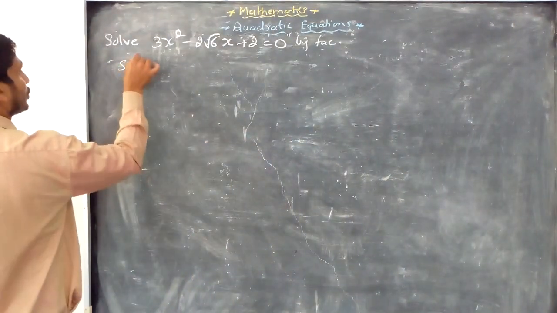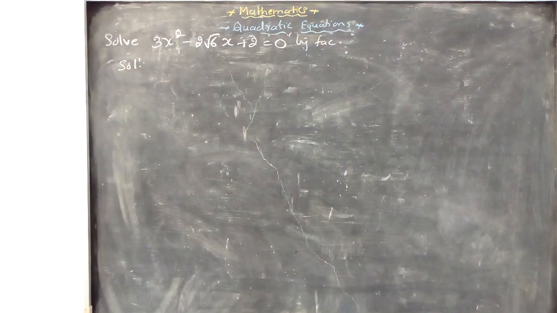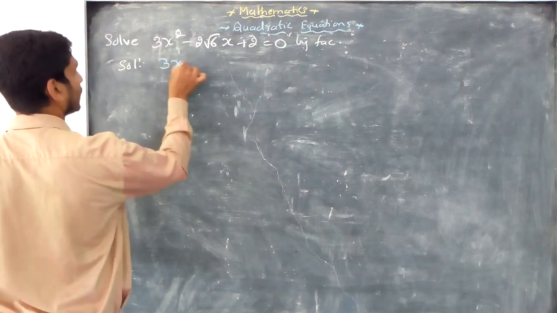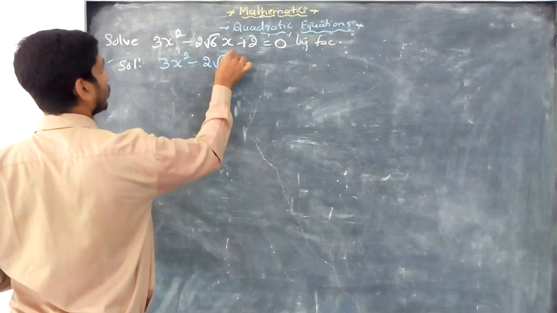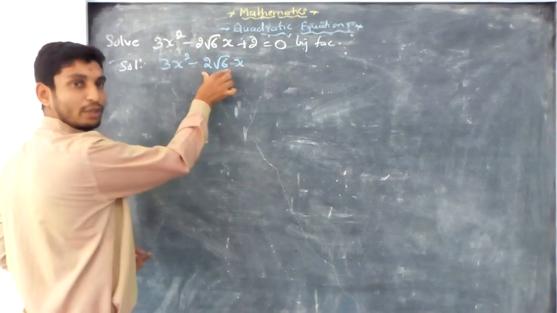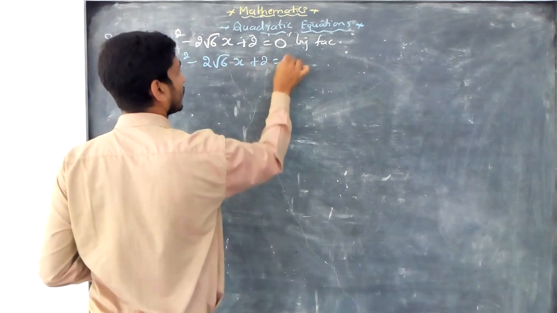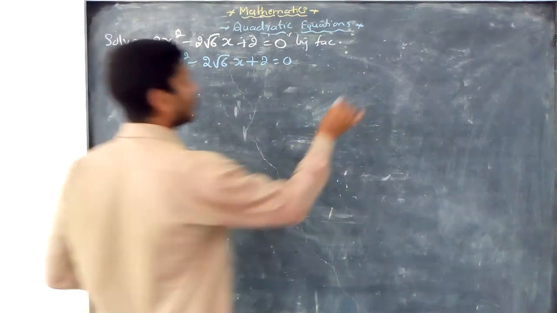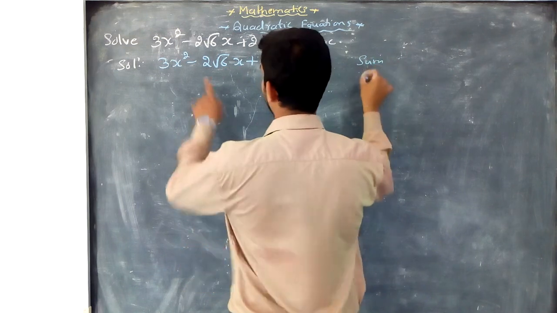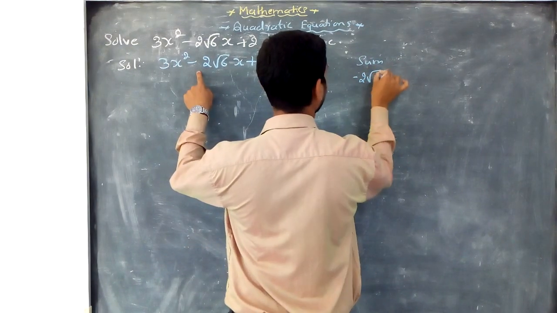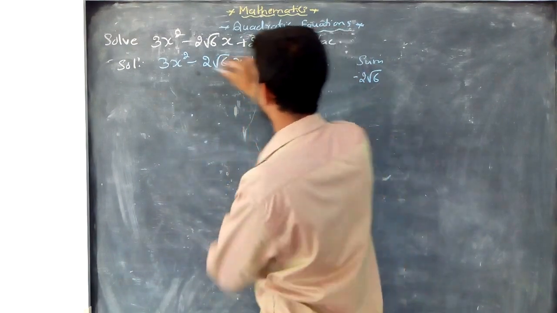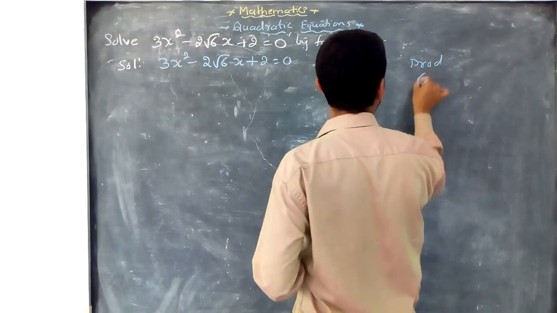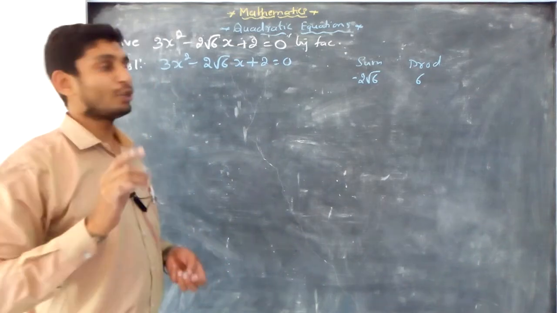Okay, solution. In standard form, yes, it is already in standard form. 3x square minus 2 root 6x, x is outside the root, plus 2 equals 0. Yes, this is the question. Now, what should be the sum? Yes, sum should be minus 2 root 6. And product should be, yes, you have to multiply these two, 3 2s are 6. Yes, product is 6. Now you have to choose the multipliers.